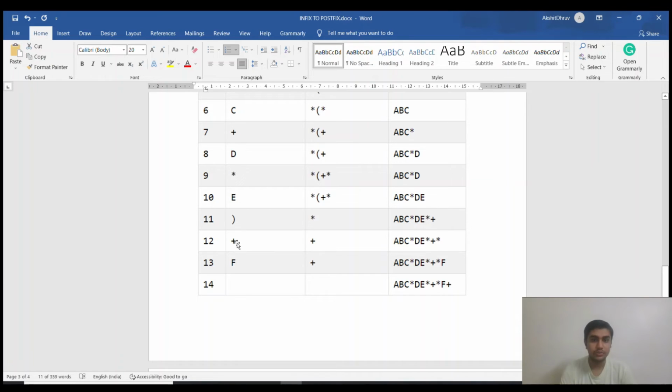Now plus comes. Plus will try to come here, but it is not allowed. Why? Because lower precedence cannot stand in front of higher precedence. So the star will pop out. After that the plus will be pushed in. Then the operand comes, it will be pasted over here. And whatever is left after all the tokens are over, we will pop it out. And this is our final answer.